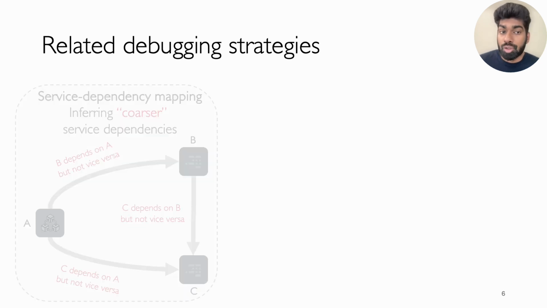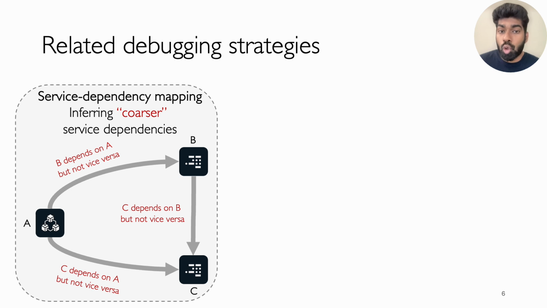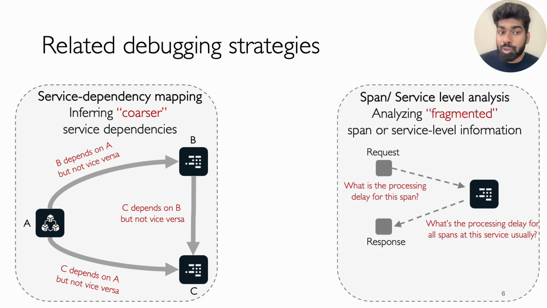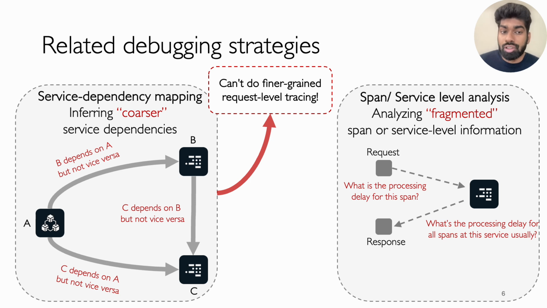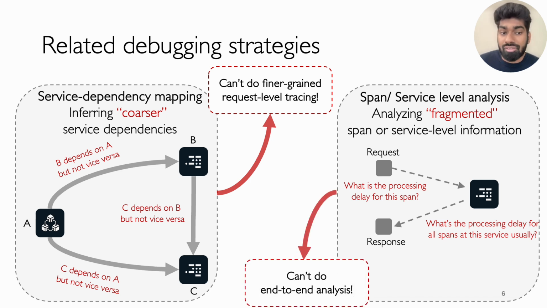this space. There is service dependency mapping, where the goal is to infer coarser service dependencies like the fact that A depends on B and C, while B and C do not depend on A. There's also span and service level analysis, where you can analyze these fragmented spans to ask questions like how long did this individual span take at a service. However, both these approaches are not sufficient for the kind of queries we mentioned before. This is because the first approach of service dependency mapping cannot do finer-grained request level tracing, and the second approach of span level analysis, while being fine-grained, cannot do any end-to-end analysis.